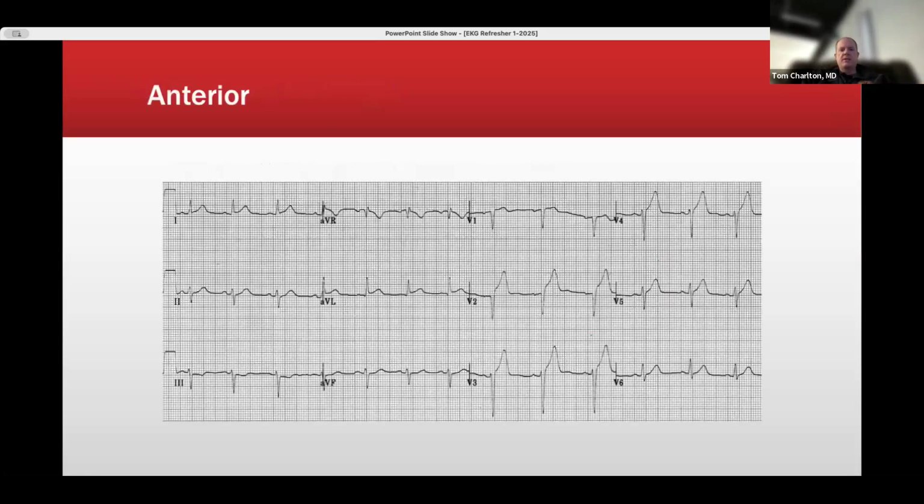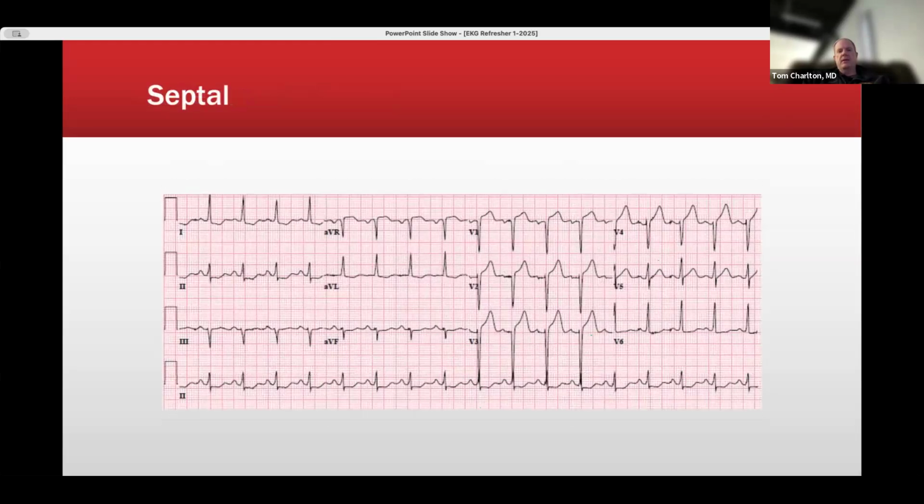So this is an anterior. You can see the maximum ST elevations are kind of in that anterior area. Okay. We now move into a septal, where we see again maximum ST elevations. We also see some reciprocal changes out here in 2, 3, and AVF, that reciprocal ST depression.